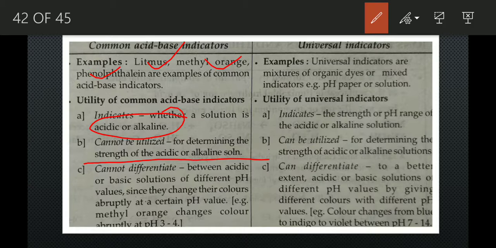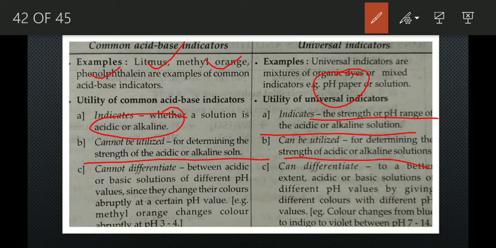Whereas in case of universal indicators like the pH paper, it indicates the strength or the exact pH value of that acidic or alkaline solution. That means it will indicate how strong or how weak an acidic or alkaline solution is. Okay? So, a pH paper or a universal indicator can be utilized for determining the strength of the acidic or alkaline solutions.